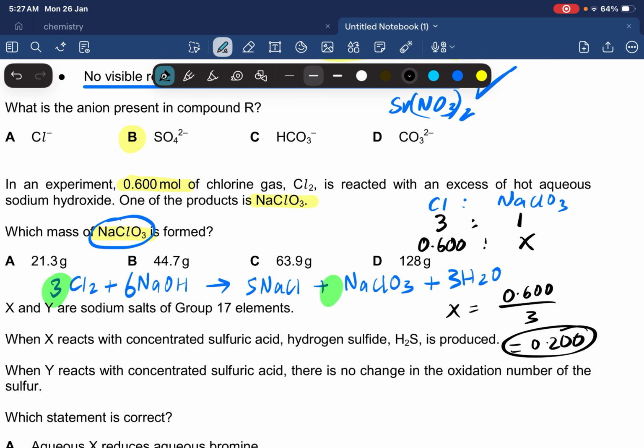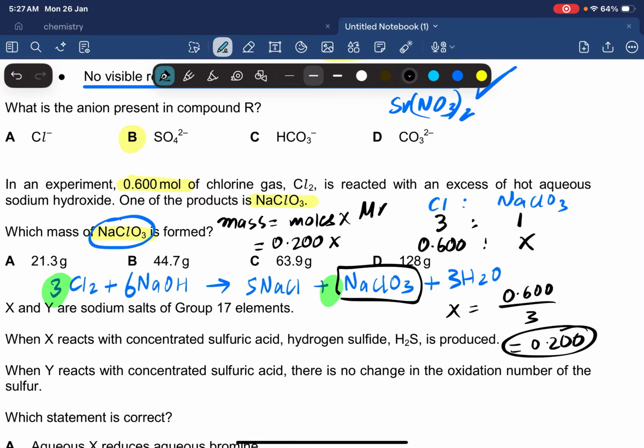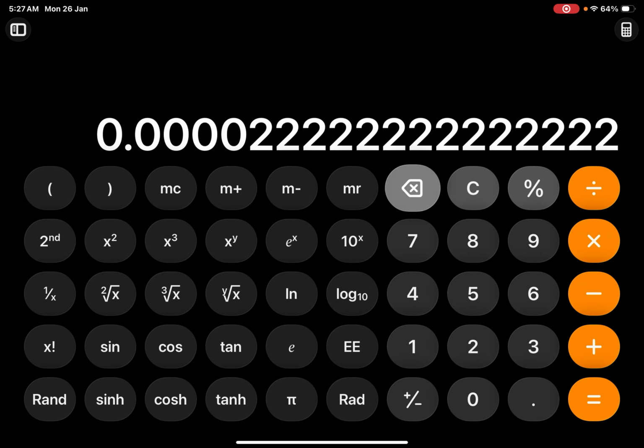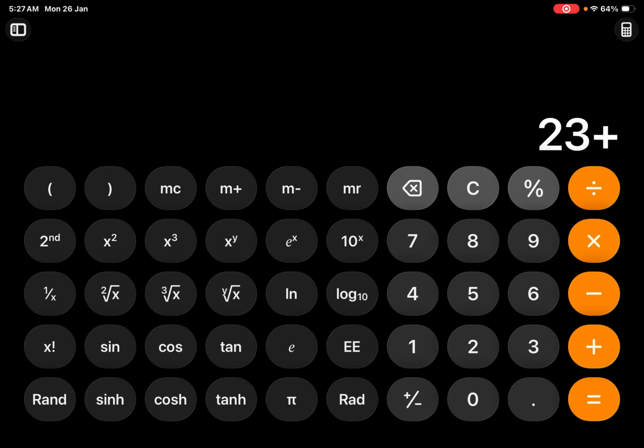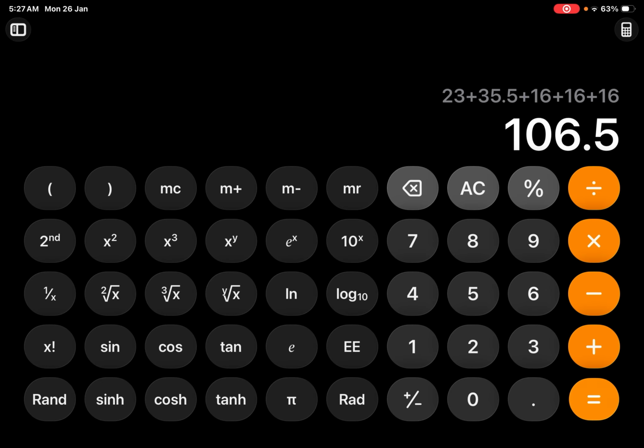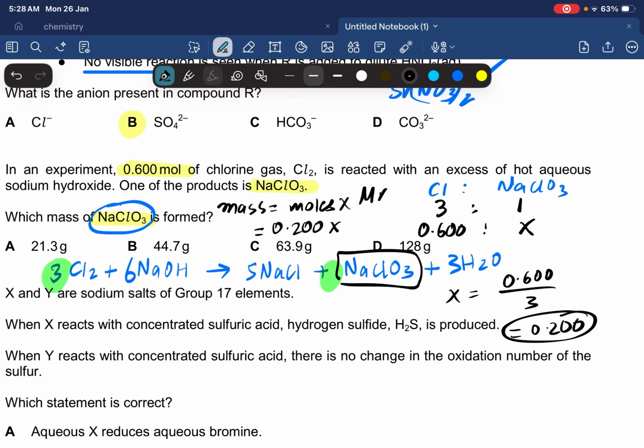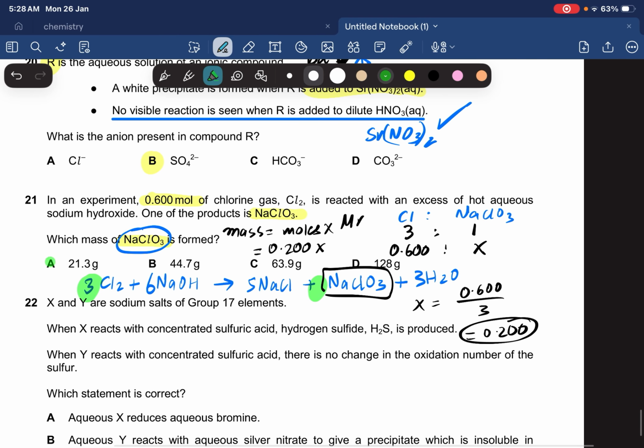How do I figure out the mass? Mass equals my moles times my MR or AR. Moles are 0.200 times MR. I just have to calculate the MR of NaClO3. So sodium is 23, chlorine is 35.5, O3 is 16 plus 16 plus 16. I multiply the MR with the moles, which is 0.200. I get 21.3. So option A, 21.3, is what I'm going to form.